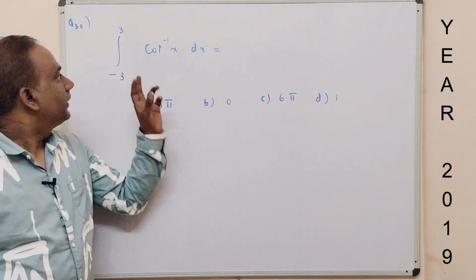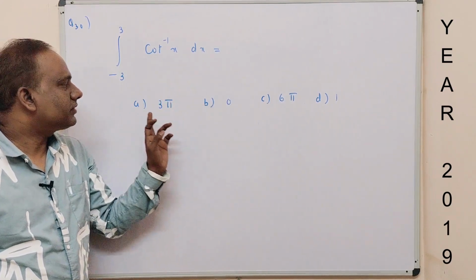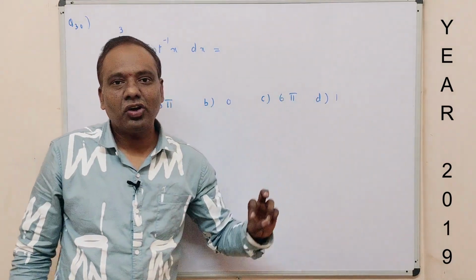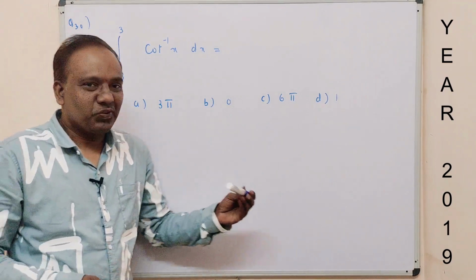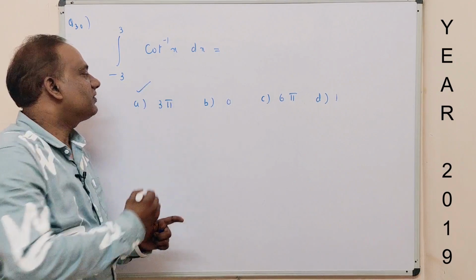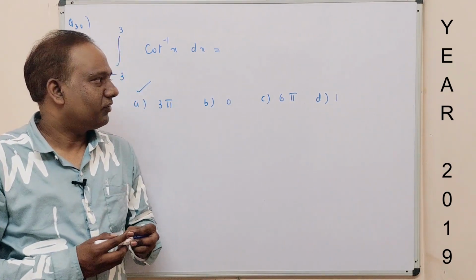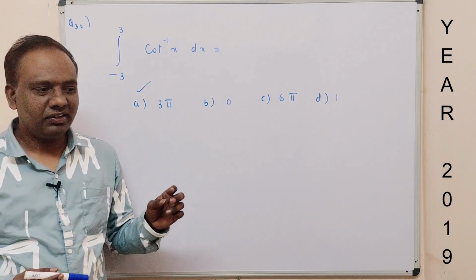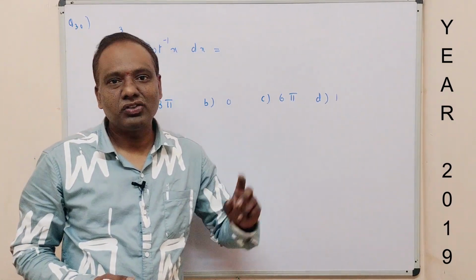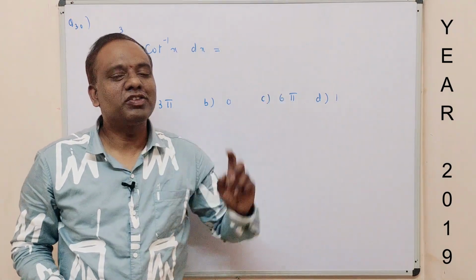The question is the integration from minus 3 to 3 of cot inverse x into dx. These are the options. Actually it is a very simple problem, and this answer is actually 3 pi. For this type of question, I made one short trick video. If you click the I button you can get this video.